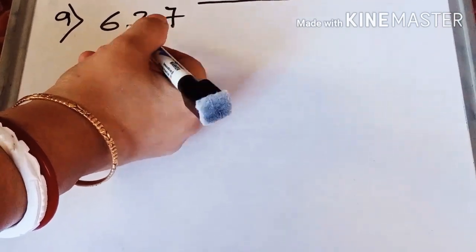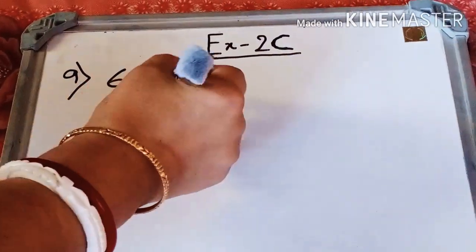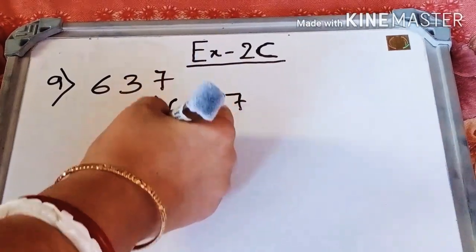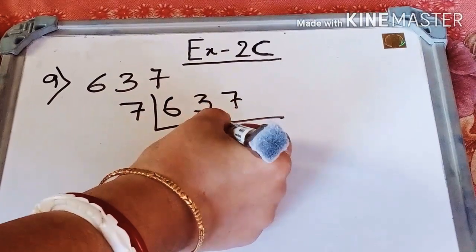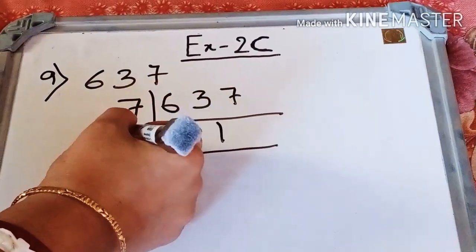The sum of the digits is not divisible by 3. But see, it can be divided by 7. So let's use the division method. 637, we will be using 7. 7 9s are 63, 7 1s are 7. Again 91, we know that 91 is divisible by 7.